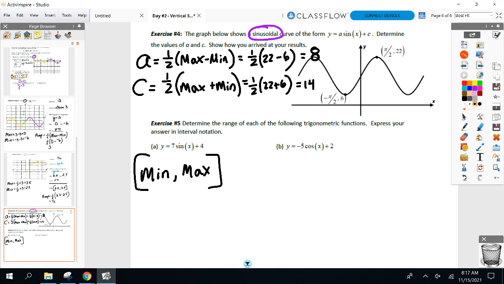Think about what it was before you shifted. If you want to cover up the C value, cover it up. And then say, all right, that was my min and max before, but now I need to add or subtract this number too. So on Friday, before I add and subtract anything, what was my min and max? And then apply the shift to it.